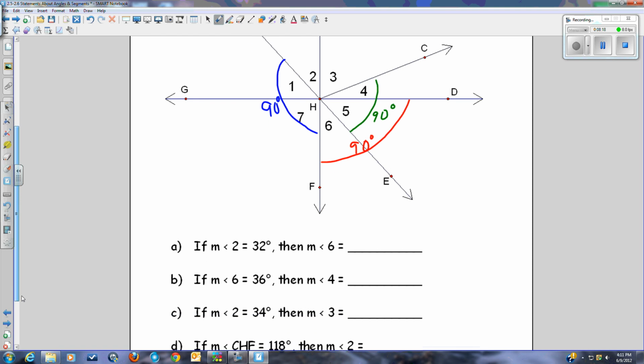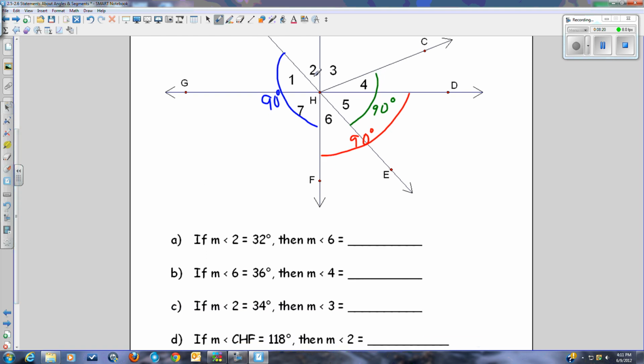We are asked if the measure of angle 2 is 32 degrees, then what would be the measure of angle 6? Well, if you look at these two angles, they are vertical angles. So vertical angles are congruent, so the measure of angle 6 would have to be 32 degrees.